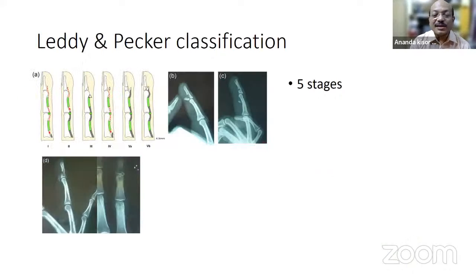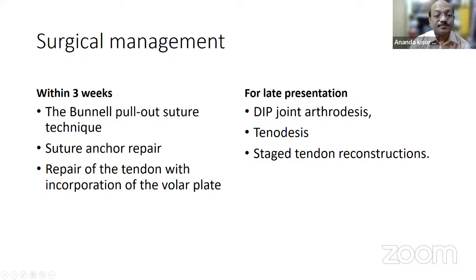And the classification is the Leddy and Packer classification. I'm not going into detail. There are 5 stages. The first 2 stages are purely soft tissue, that is, only the tendon is injured. And the last 3 stages are basically bony injury, where the bony fragment can pass through up to pulley 4 or pulley 5, or pulley 4 up to 3. So this is the ideal indication for surgery.